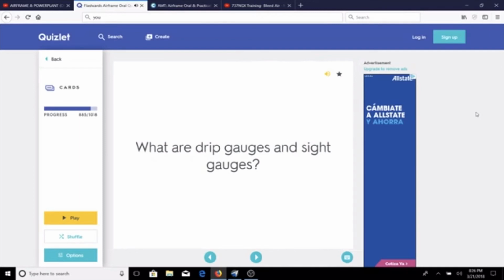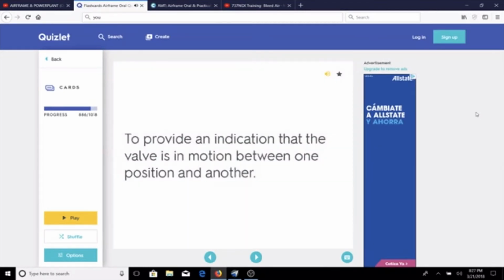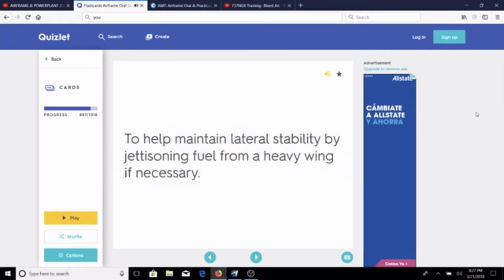What are drip gauges and sight gauges? Underwing bayonet type fuel gauges. What is the purpose of an in-transit light associated with an electrically operated fuel tank shutoff valve? To provide an indication that the valve is in motion between one position and another. For what reason is a fuel jettison system usually divided into 2 separate independent systems, one for each wing? To help maintain lateral stability by jettisoning fuel from a heavy wing if necessary.